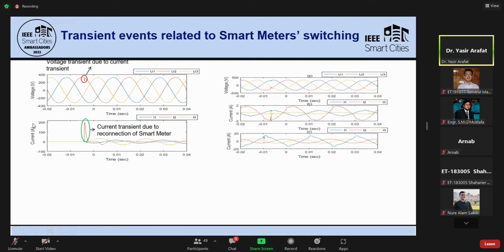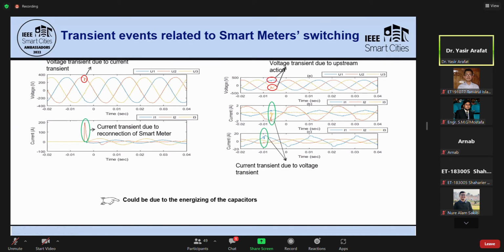And also we have seen some transient events due to upstream action. That means that was not related to the smart meter switching. So there were some transient events recorded, voltage transient, and this is the current transient due to voltage transient. The reason of this transient event could be energizing of the capacitors at the consumer side. There were some loads which have capacitors. So when it was energizing, it caused this current transient.